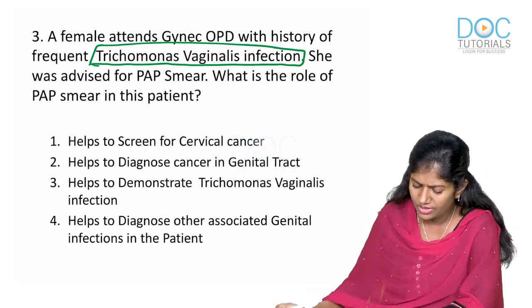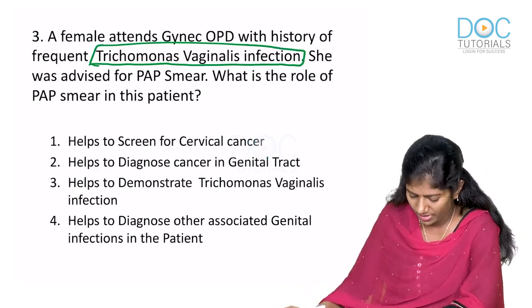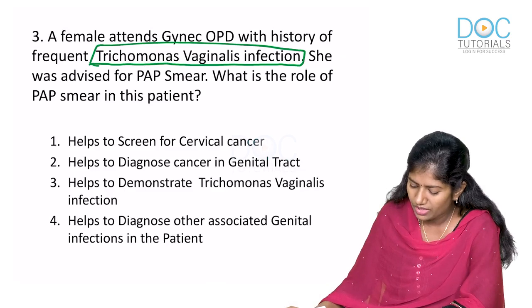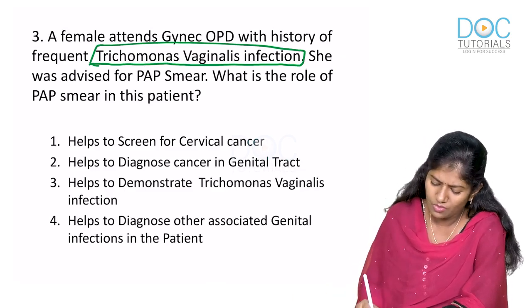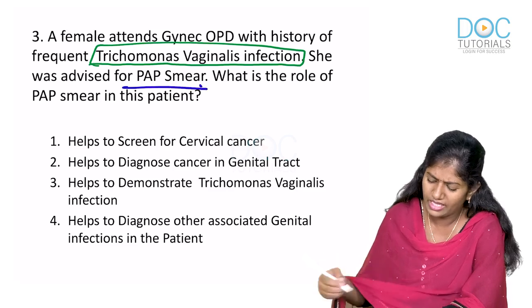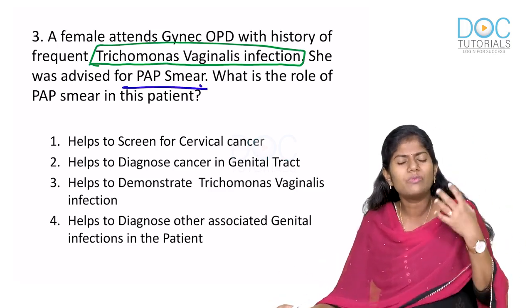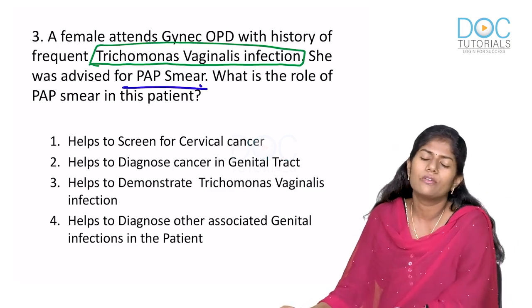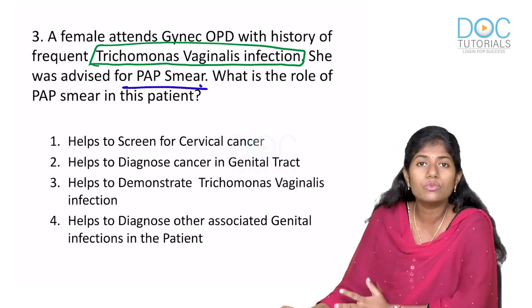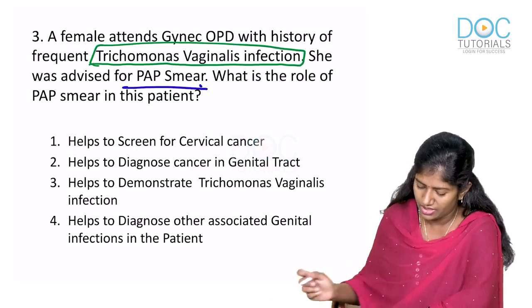Okay, so the question here: a female attends gynec OPD with history of frequent Trichomonas vaginalis infection. She was advised for Pap smear. So why would you advise Pap smear for a lady with frequent Trichomonas infection? Because Pap smear itself is one diagnostic technique for Trichomonas. Pap smear can diagnose Trichomonas infection. That's the key point here.